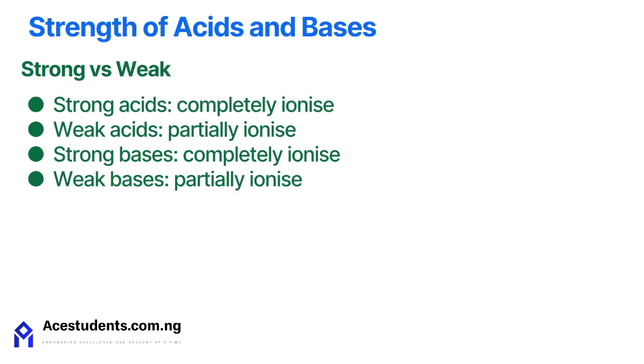Now that we understand what acids and bases are, we can compare their strength. Strong acids and strong bases completely ionize in water, meaning almost all particles break apart. In contrast, weak acids and weak bases only partially ionize. This difference affects pH values and reaction speed. Note: strength is not the same as concentration.